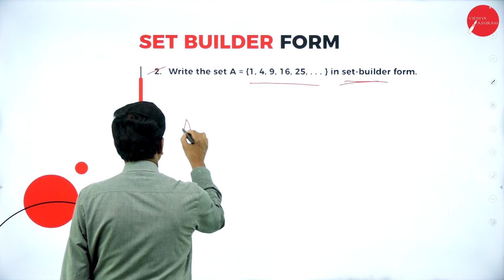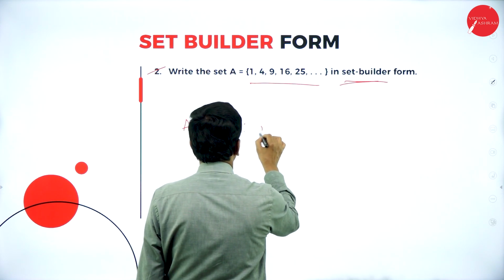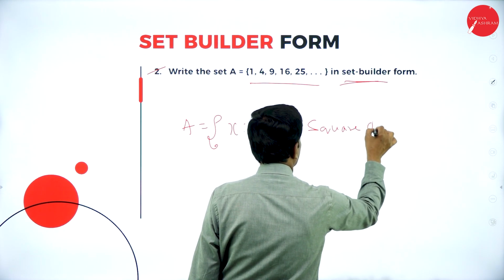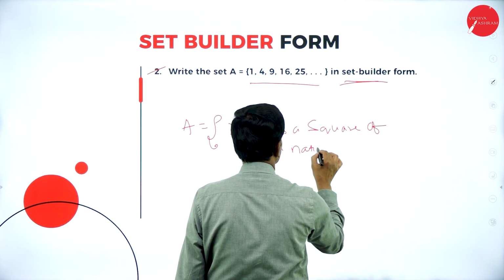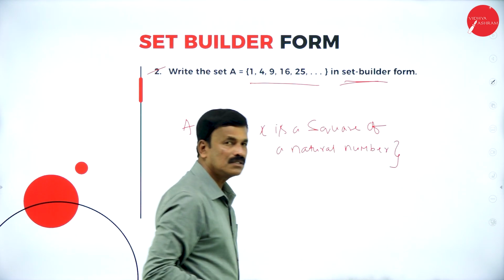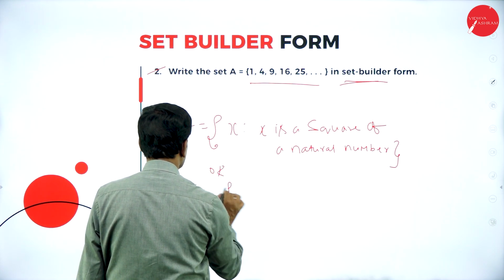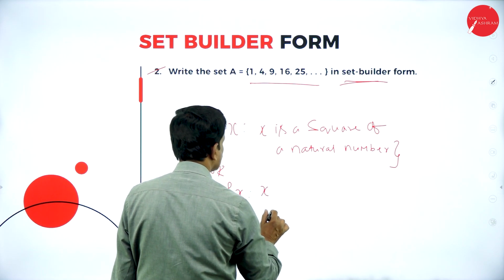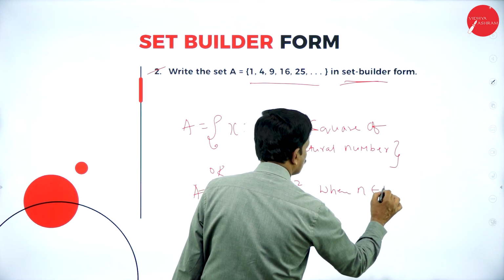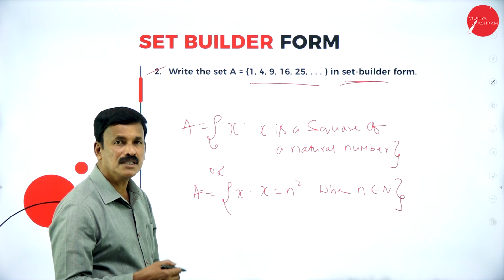So therefore we can write it like this: A is equal to the set of x such that x is a square of a natural number. Right, that's it. Or if you want, you can also write it like this: A is equal to {x such that x = n squared, where n belongs to the natural numbers}.